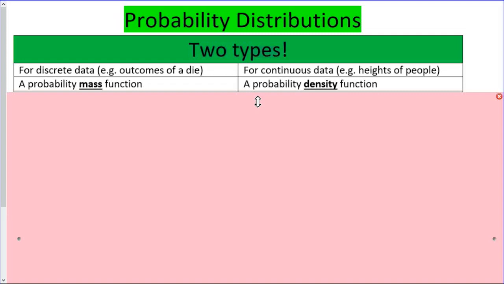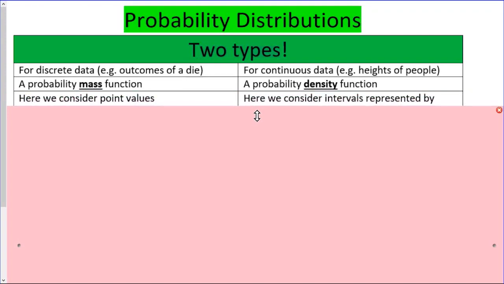A probability distribution which deals with discrete data is called a probability mass function, while one that deals with continuous data is a probability density function. When we talk about a mass function, we're considering point values. In other words, the probability of having three children or four children.